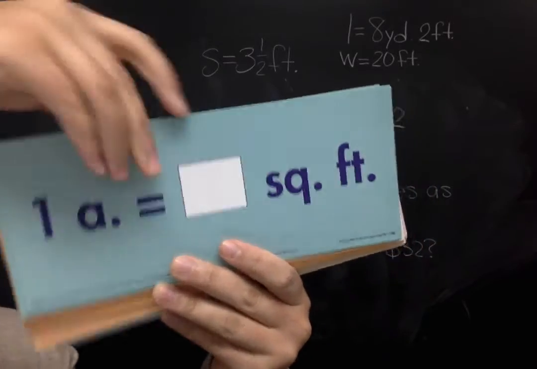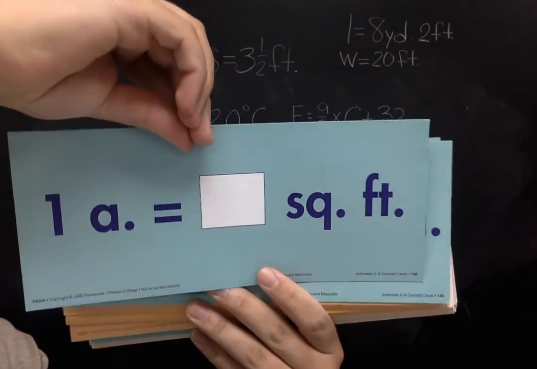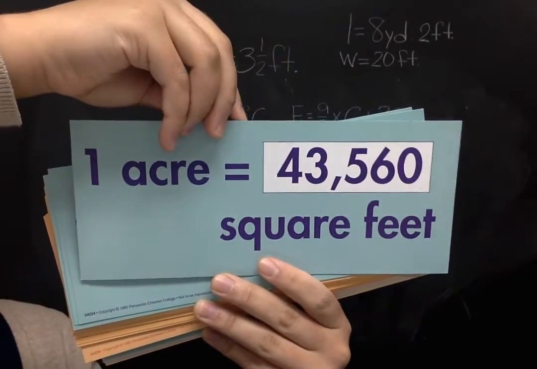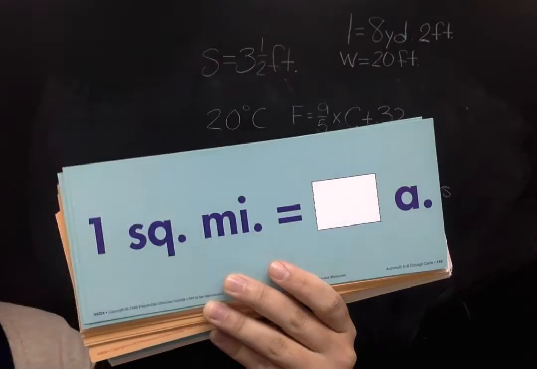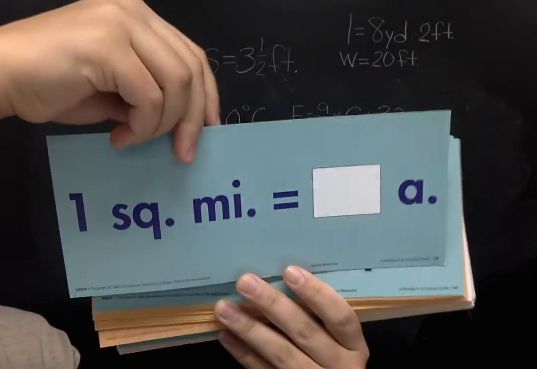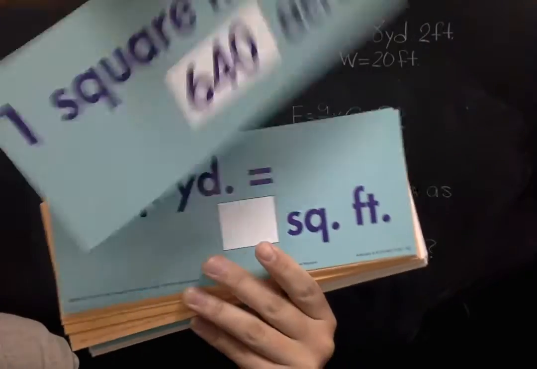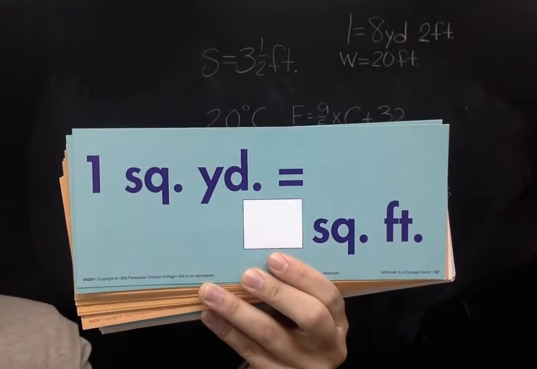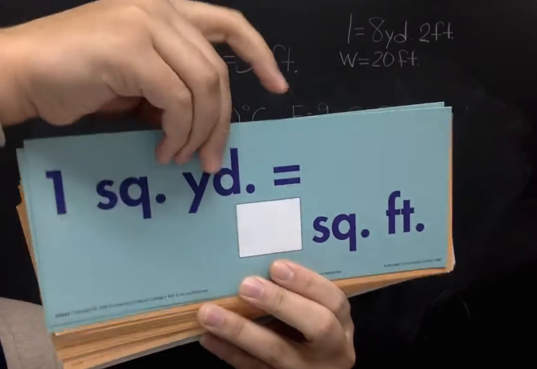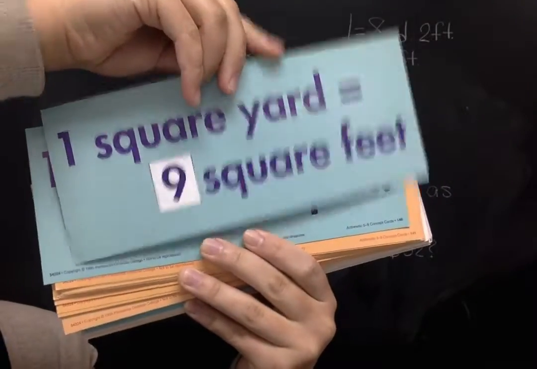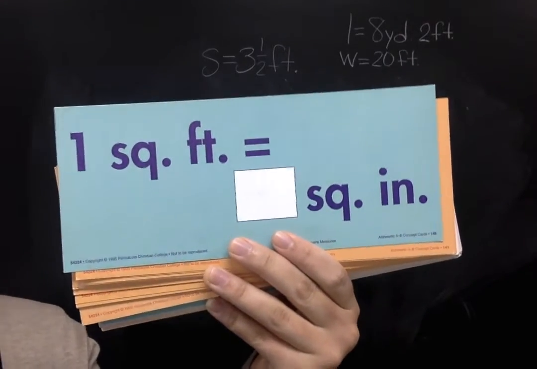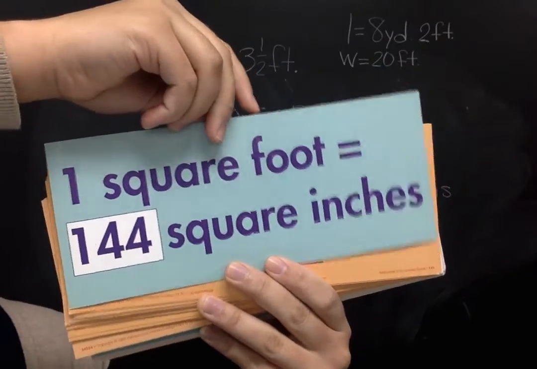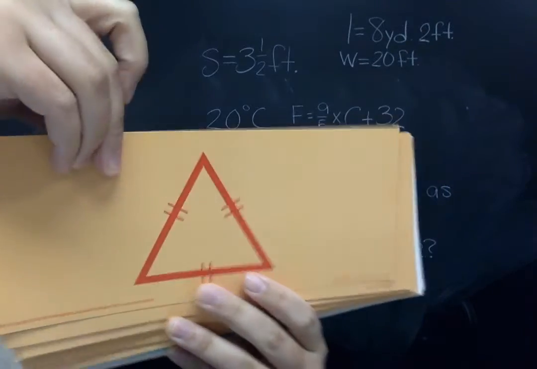1 acre equals how many square feet? Anyone remember this one? 43,560. 1 square mile equals how many acres? 640. 1 square yard equals how many square feet? 9. 1 square foot equals how many square inches? 144. What kind of triangle is this?